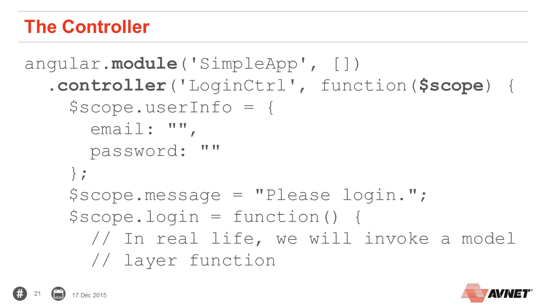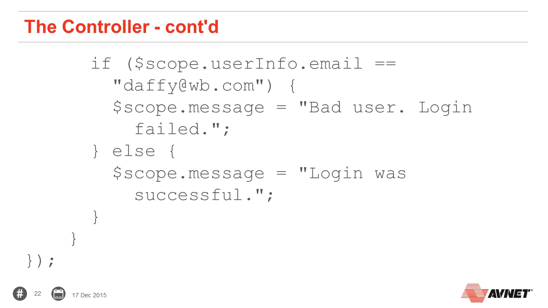Now, in real life, this particular function would actually invoke a model layer function. For example, it might go off and communicate with a service that we could inject into our controller. We haven't done that here. Which would in turn probably communicate with a web service. But for simplicity, we place the business logic inside of our controller.